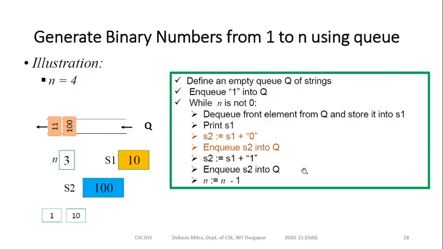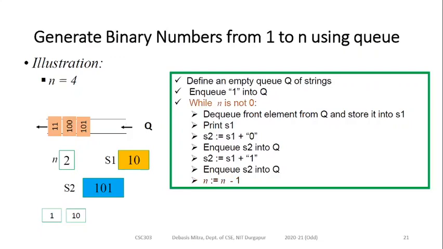In the next step, we will update s2 by appending 1 at the end of the current s1, that is, now s2 will become 101, and that will also be enqueued in the Q. And finally, value of n will be decremented by 1 and it will be set to 2. So after the second iteration of this loop, we have got the first two binary numbers. In this way, we will move again.